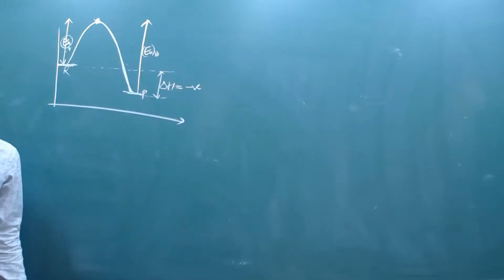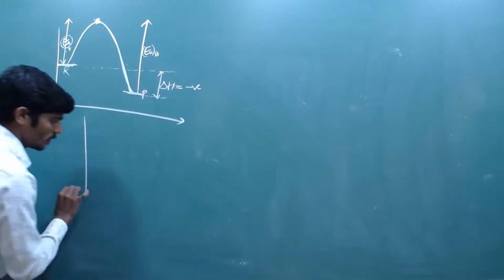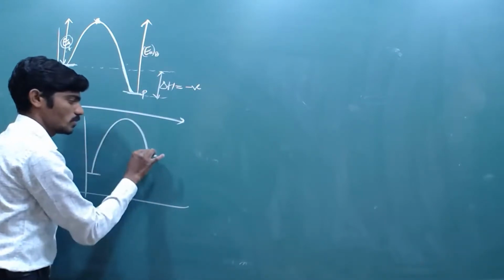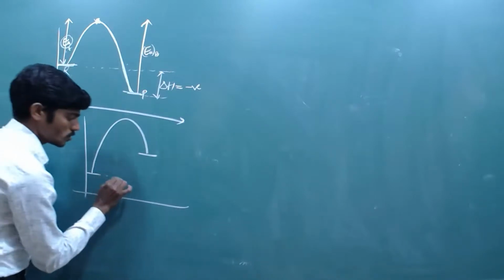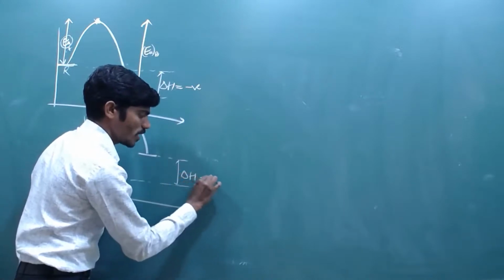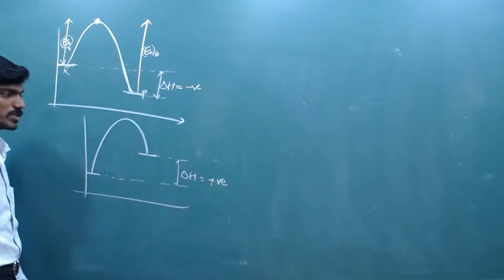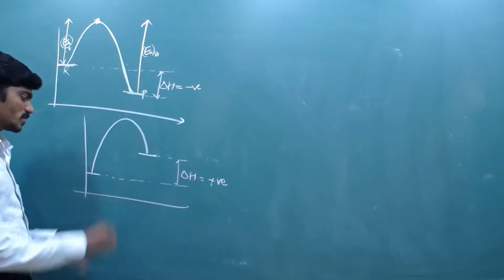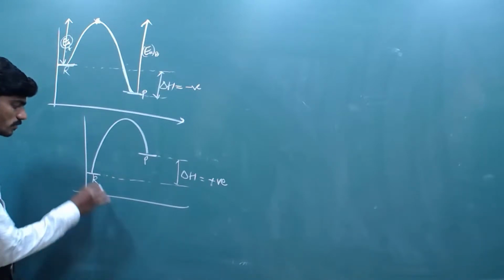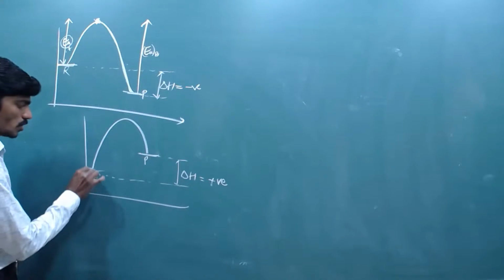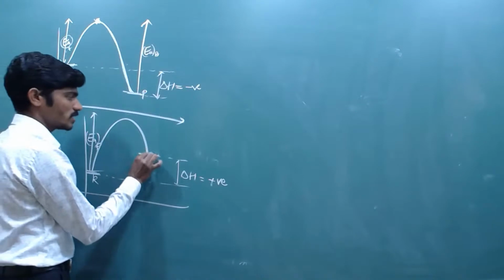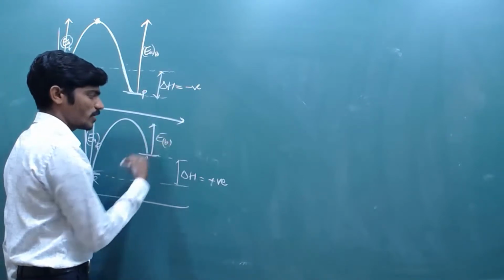So what is the nature of the curve for endothermic? Reactants, products. So reactants energy and product energy. This much energy is required; it is positive. This much energy is required for this reaction. So this is the activation energy for the forward direction, and this is the activation energy for the backward direction.